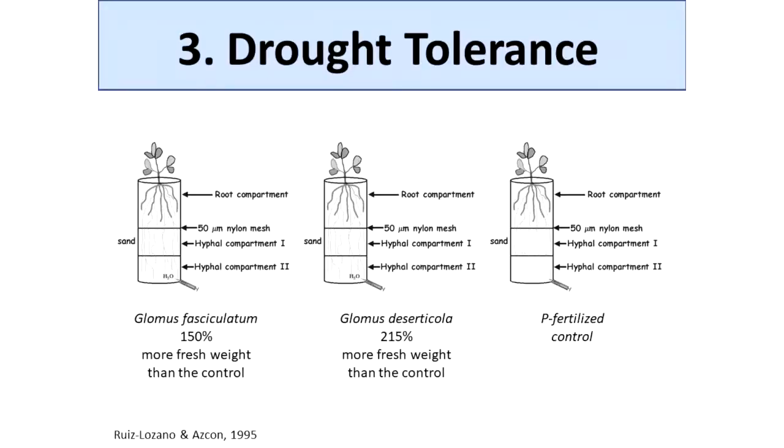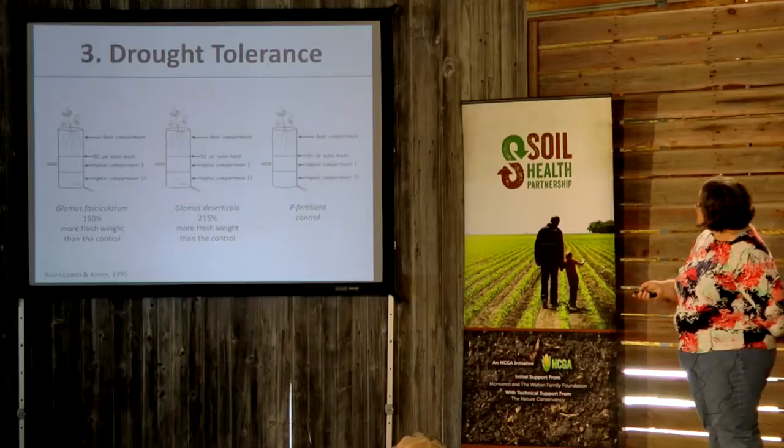So, place your bets. Yeah, there we go. 150% more fresh weight than the fertilized control. 215% more fresh weight than the fertilized control. Deserticola, desert. This mycorrhiza came from a desert.